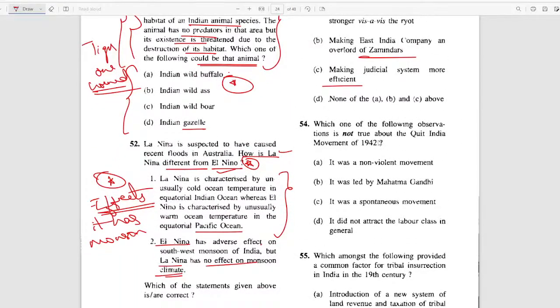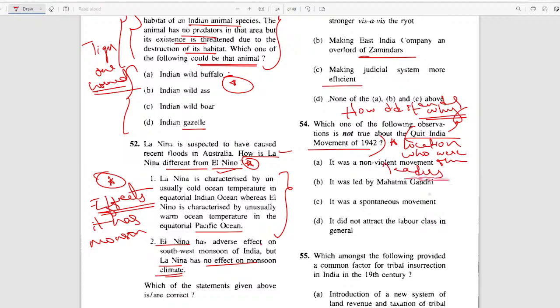Then, which one of the following observations is not true about the Quit India movement? Quit India movement, there were so many things to know. The location where it started, who were the participants, why was it started, how did it end, who were its leaders. So read about the Quit India movement.